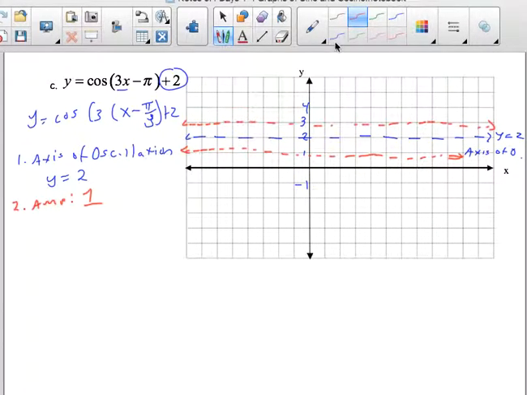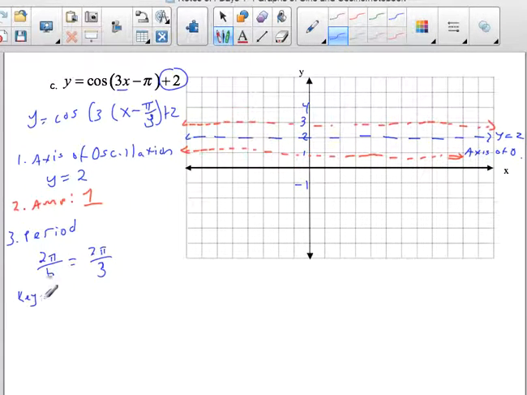The next thing that we're going to want to find is the period. The period for any sine or cosine graph is 2 pi over b. That'll come from the horizontal dilation. 2 pi over 1, b is 3. So 2 pi over 3 is our period.